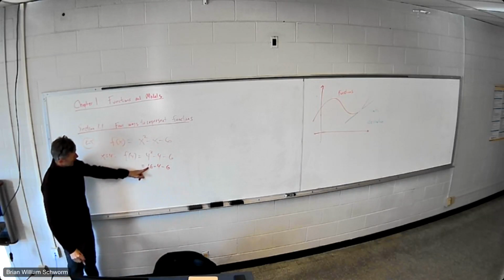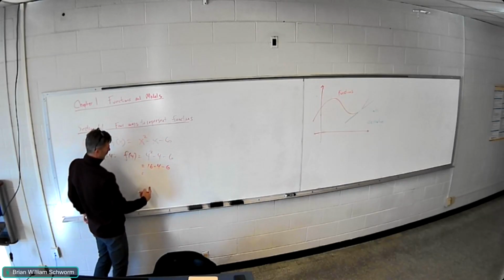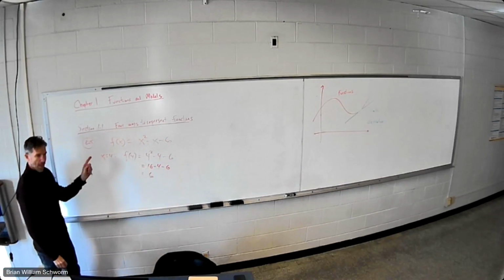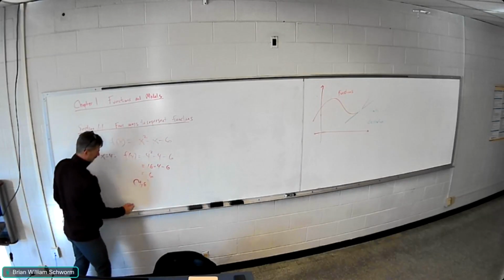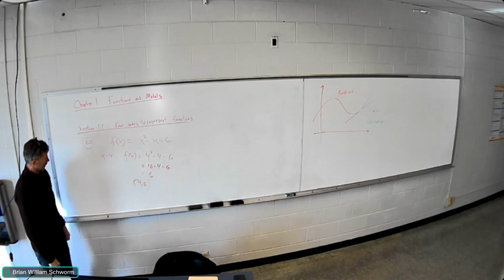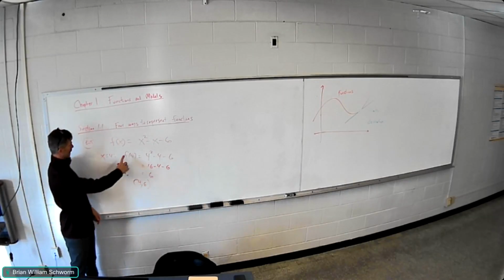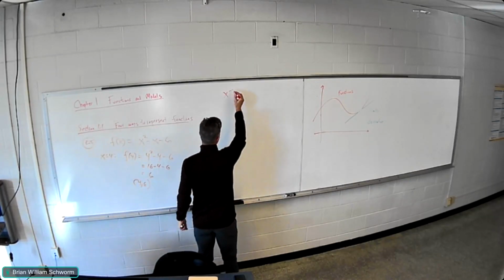So 4 squared is 16. 16 minus 4 minus 6 is 6. So when I plug in 4, I get 6, which can be written as an ordered pair. I plug in 4, I get 6. And then I could just keep doing that with other numbers. If I pick something else for x, I'll do one more, I'll do 3.